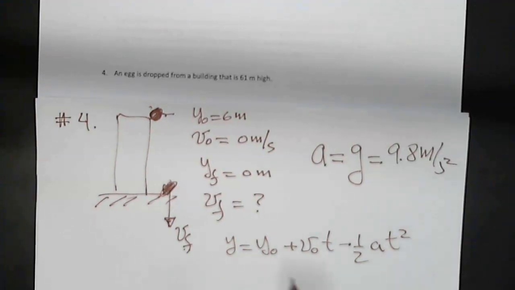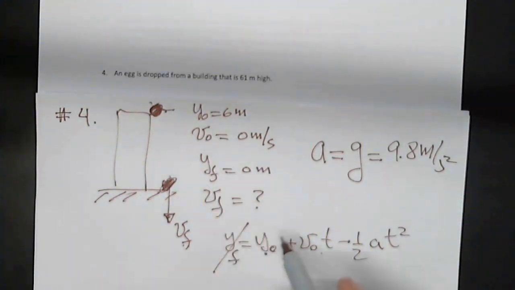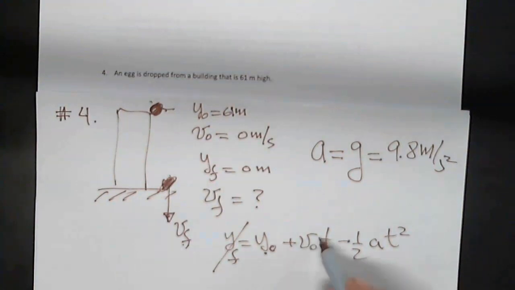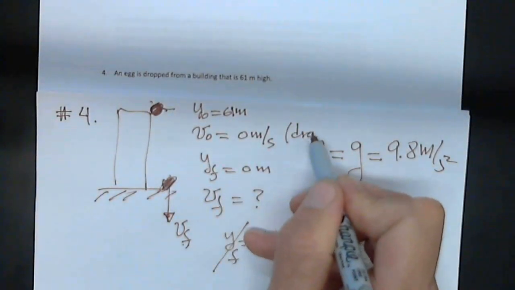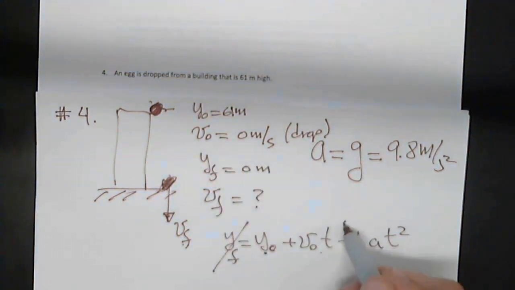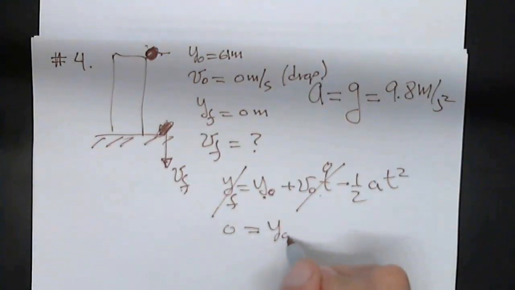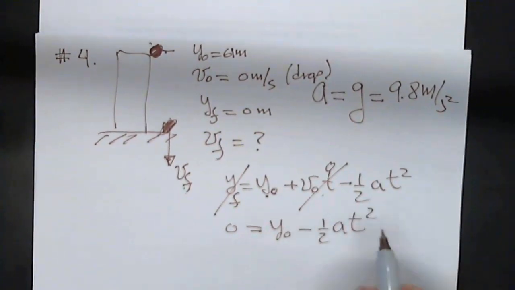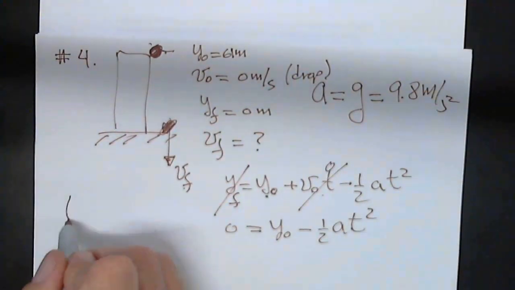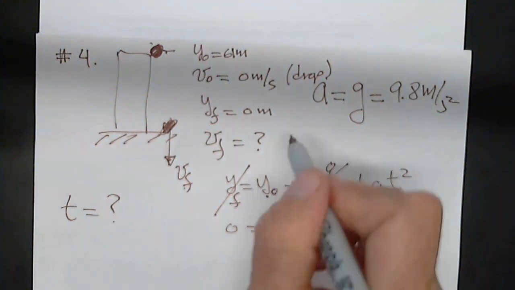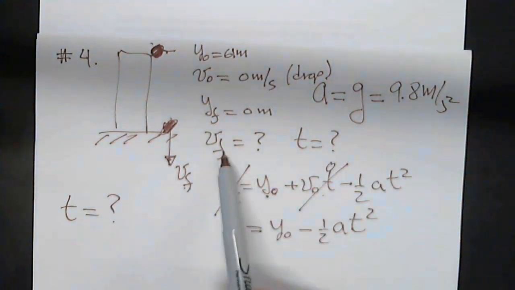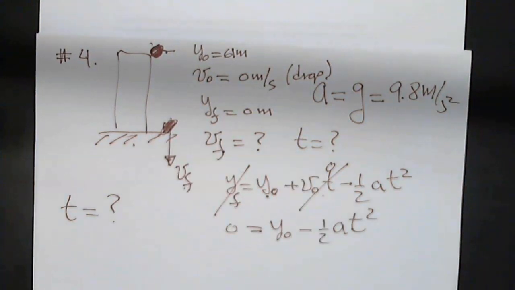It's the equation that has more terms because it has initial velocity, initial position, time, and acceleration. But because the final position is 0, the ground, and the initial position is given as 61 meters, and drop means that the initial velocity is 0, so this term is 0. The equation simplifies to this. And the only thing that is not given in this equation is the time. So we could go ahead and find how long it takes to go to the ground rather than finding how fast it's moving when it hits the ground.